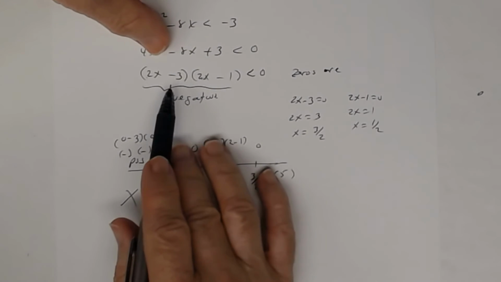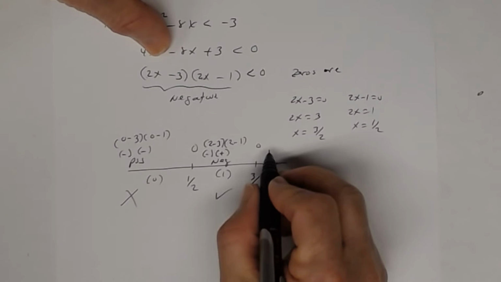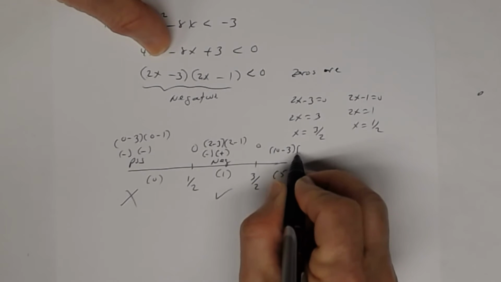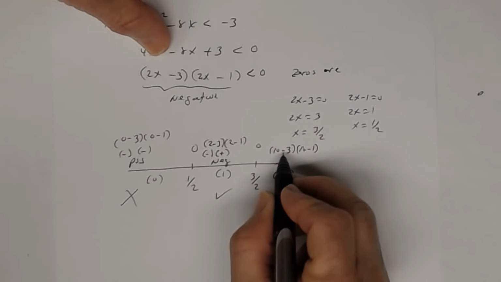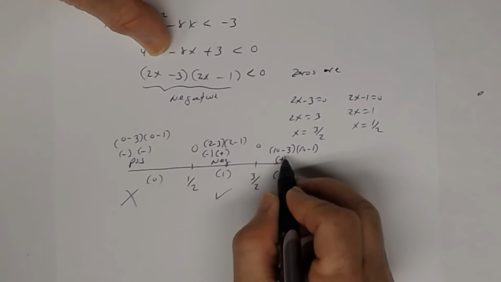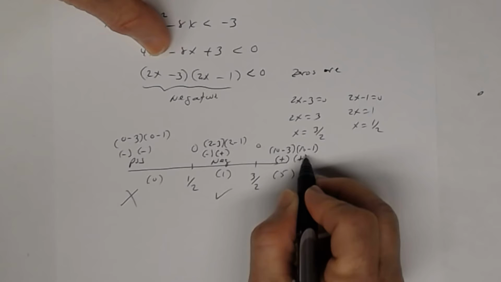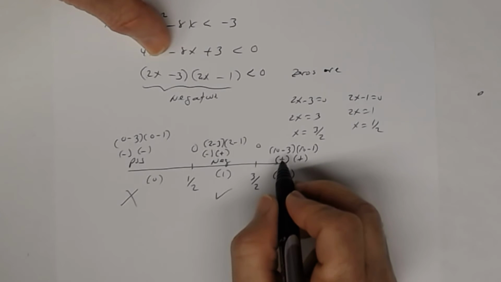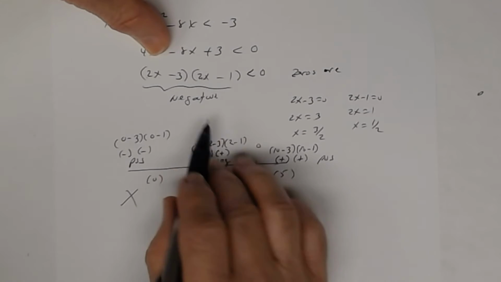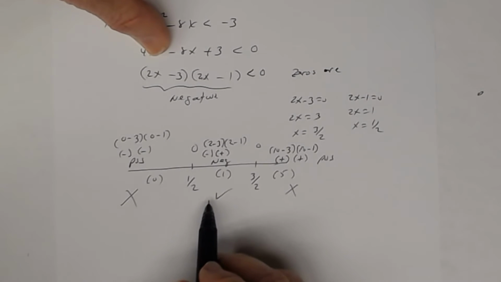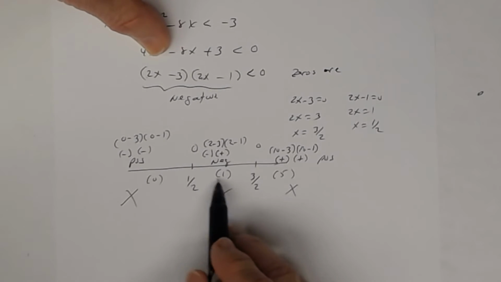Let's try 5. 2 times 5 is 10, so I got 10 minus 3. 2 times 5 is 10, so you got 10 minus 1. 10 minus 3 is a positive number. It's actually 7. 10 minus 1 is a positive number. It's actually 9. A positive times a positive is a positive. Is that something you want? The answer is no. So the only solution is this interval right here.